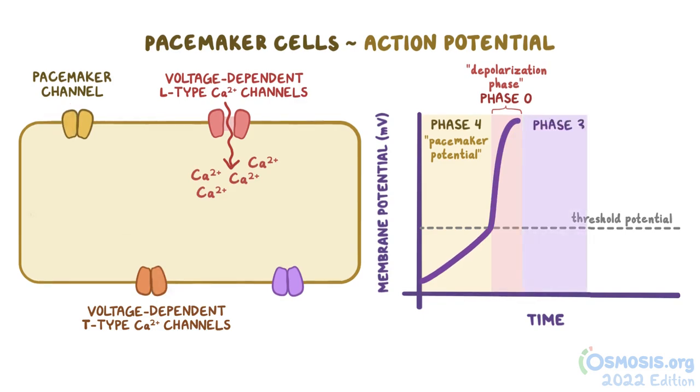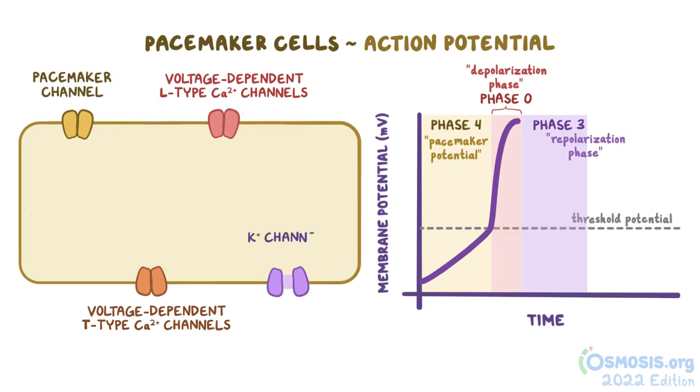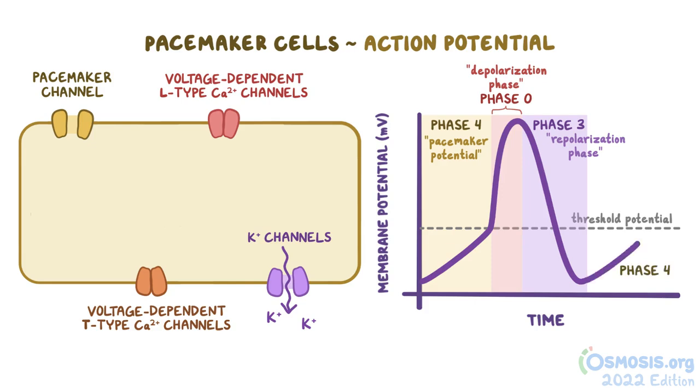Finally, during phase 3, which is the repolarization phase, L-type calcium channels close and potassium channels open up, resulting in a net outward positive current. At the end of repolarization, pacemaker channels open up and we start over with phase 4 again. During phase 4, there's also an outward movement of potassium ions as the potassium channels responsible for the repolarization phase continue to close.